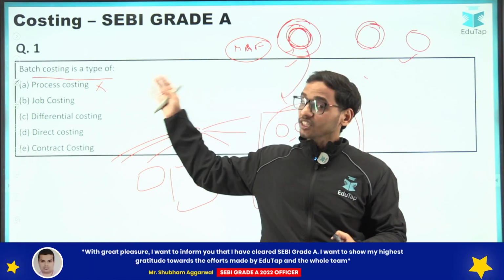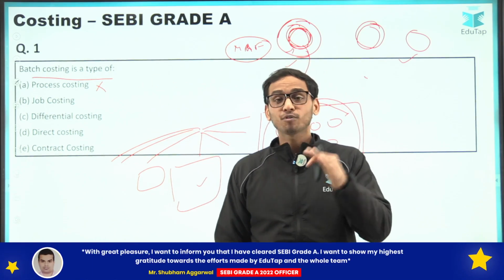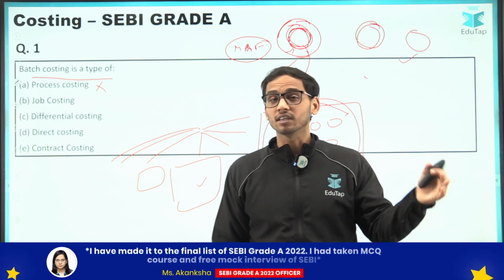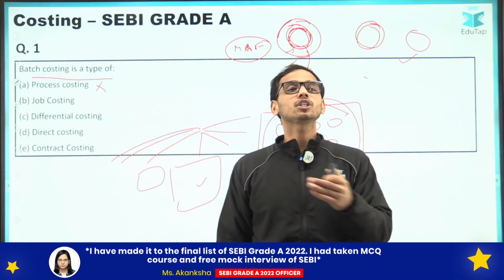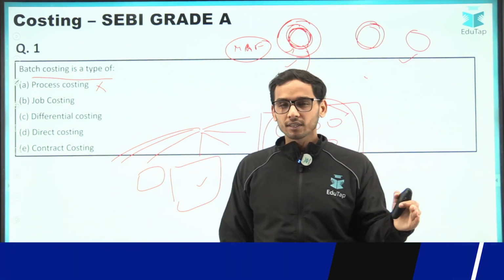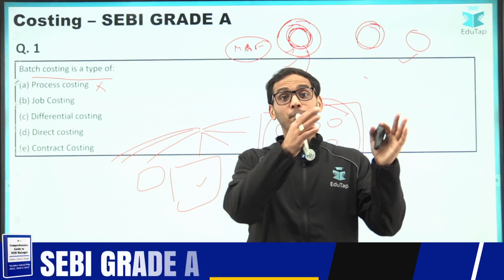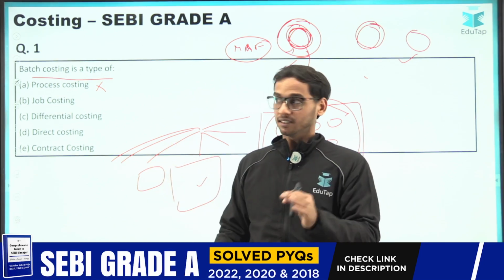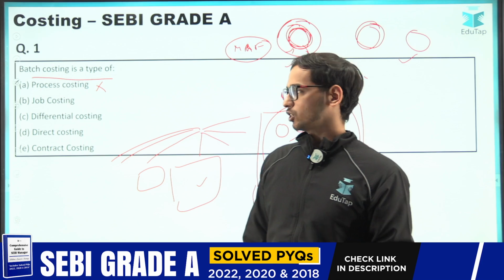That's what process costing is. In industries like the chemical industry, we use process costing, in which products get passed through multiple processes, right? So it is not a type of process costing.